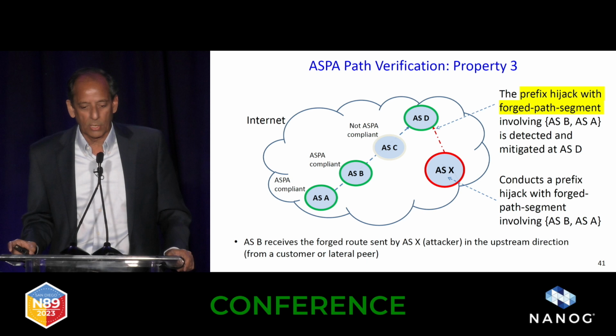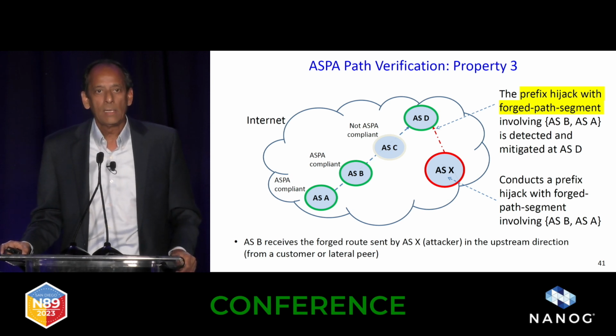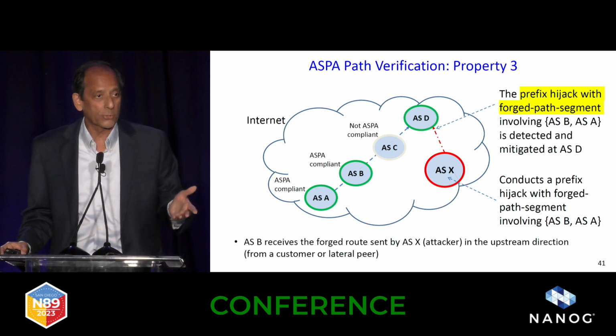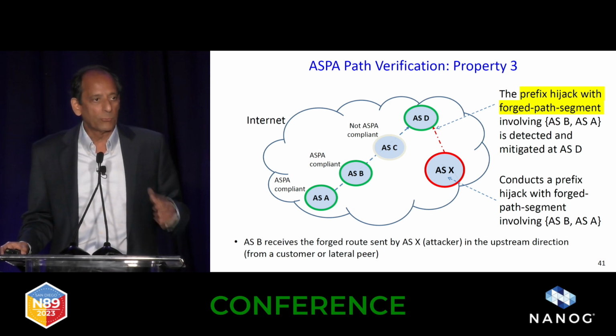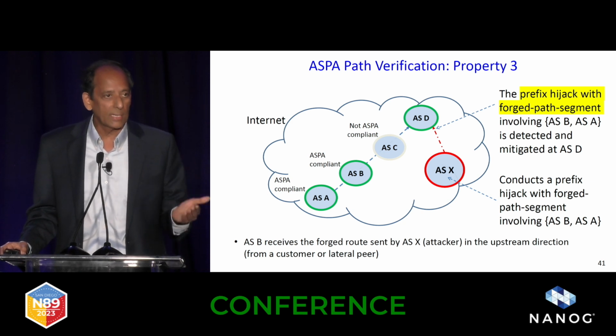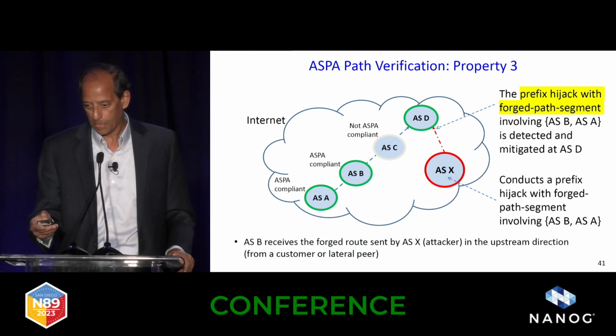Then there is also a forged path segment prefix hijack. What that means is that the attacker now tries to get smarter. They look at ASA and say, oh, it has an ASPA, so let me include one more AS, ASB, in the path before I attach my own ASX. That would also not succeed if both ASA and ASB have ASPA, because ASB's ASPA does not include ASX as a provider. So when ASD receives it, it would be able to determine it as an invalid path.